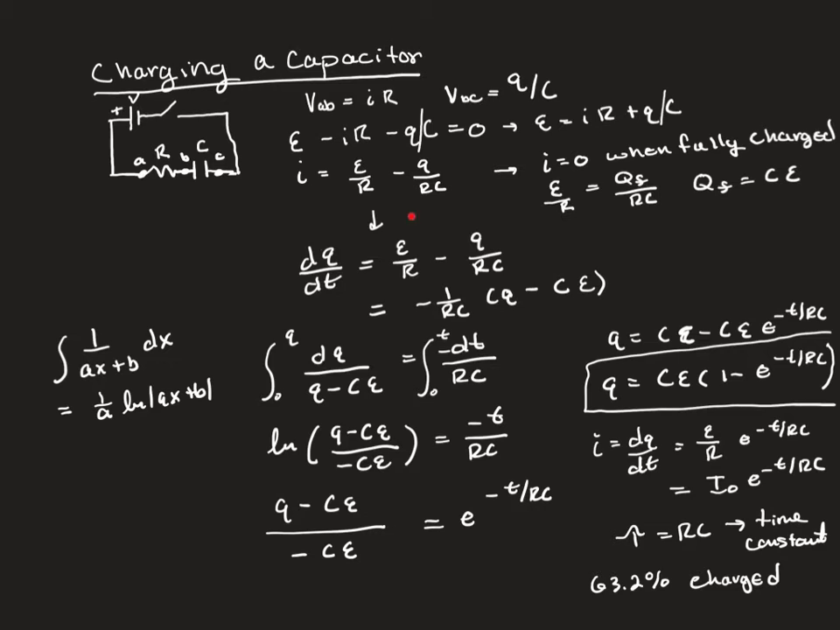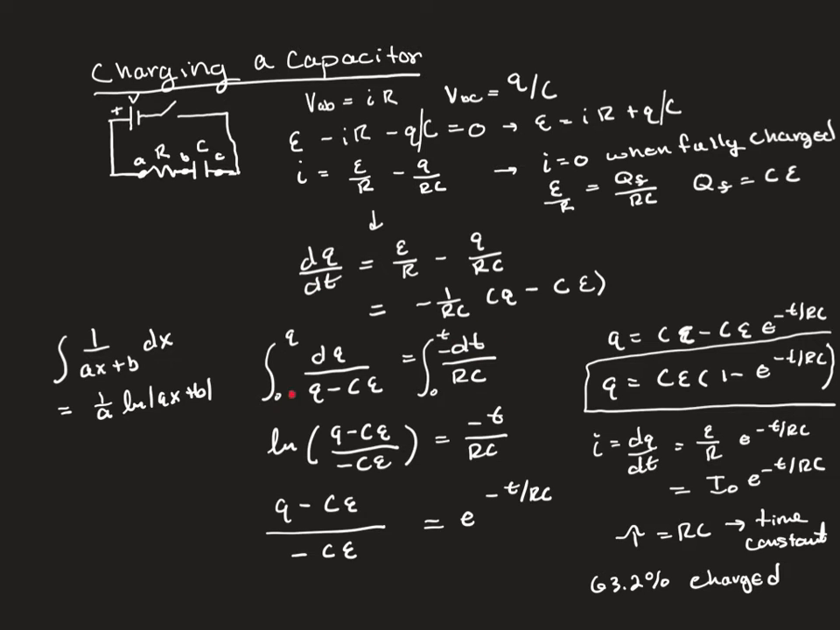Alright, so returning back to this relationship here, remember current is equal to dQ/dt. I've just transferred my equation from above down here. And now I factored out a negative 1 over RC. And then I'm going to move the Q minus the capacitance times the EMF to the other side and bring the dt up over here. So now I'm going to integrate both sides.